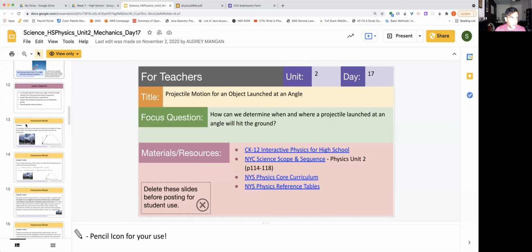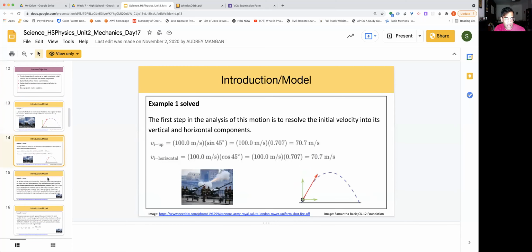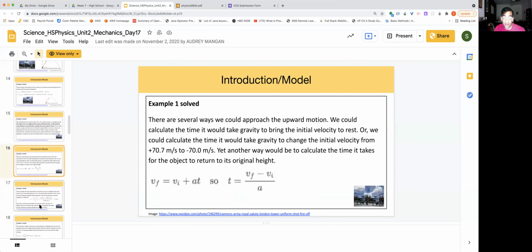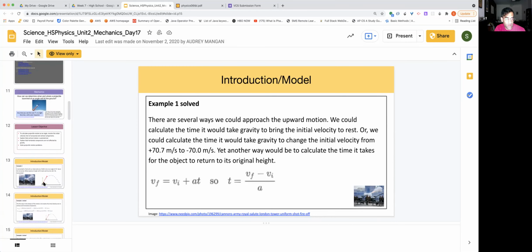And so this is a very interesting question. They give you the scenario of a cannonball fired with an initial velocity of 100 meters per second at an angle of 45 degrees above the horizontal. And then they continue to break down how this problem is solved and how we obtain a lot of information about the cannonball. I'm going to do a separate demonstration of all problems that are kind of like this to give you a really good outline on how to do it.